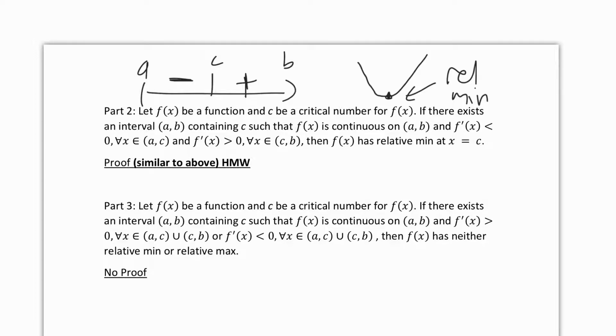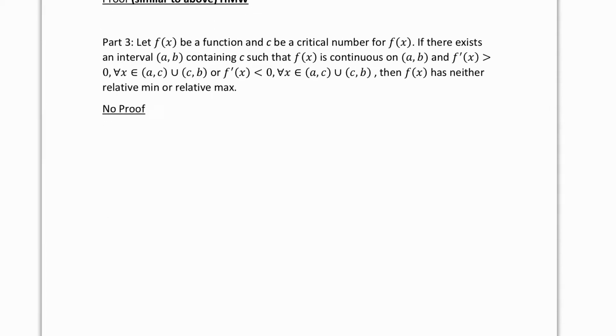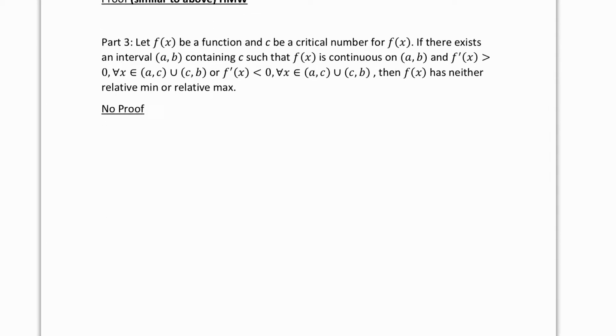Now let's look at part 3. Let f of x be a function and c be a critical number of f of x. If there exists an interval a b containing c such that f of x is continuous on a b and f prime of x is greater than 0 for all x in the interval a c union c b, or less than 0 for the same interval, then f of x has neither a relative max or relative min. So we're not going to prove this one, but here's the idea.